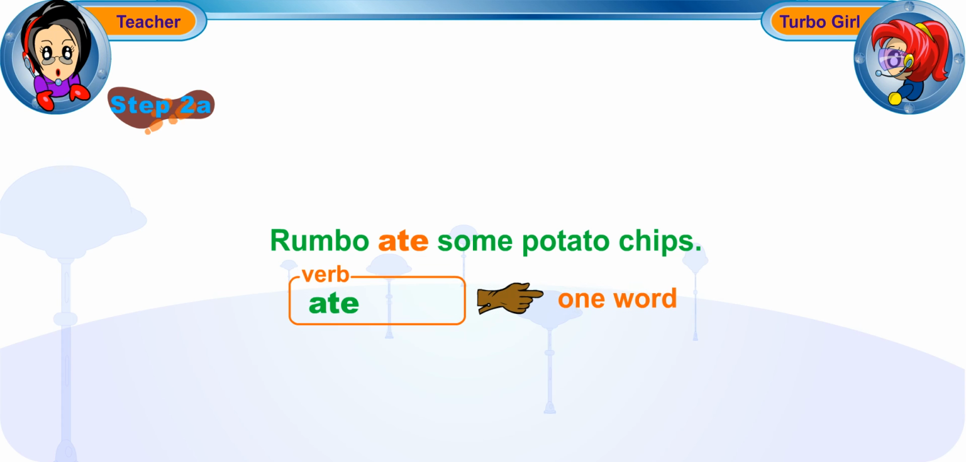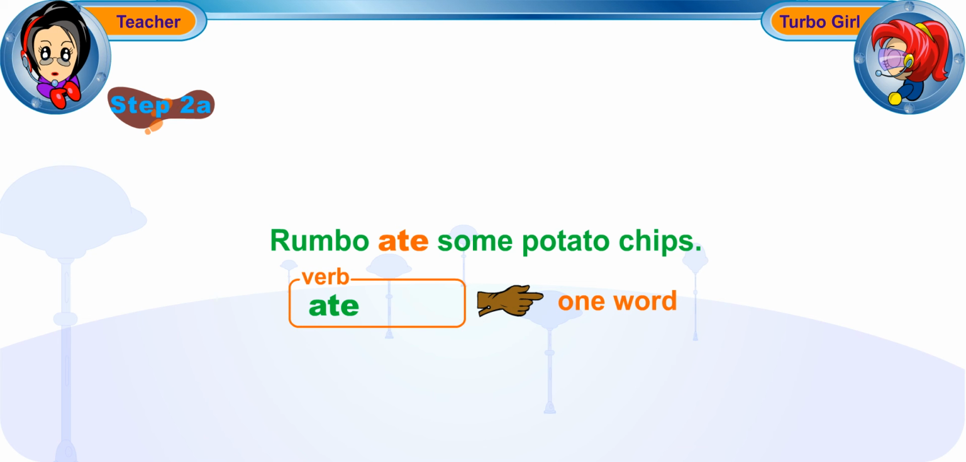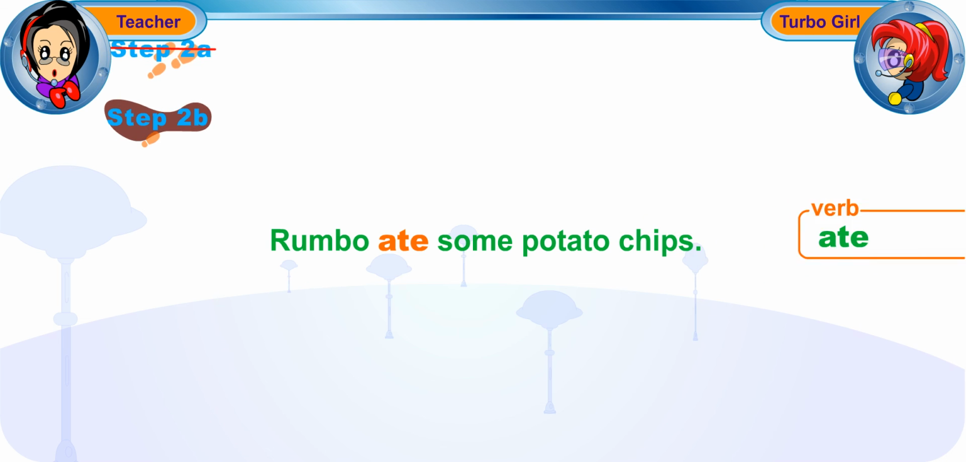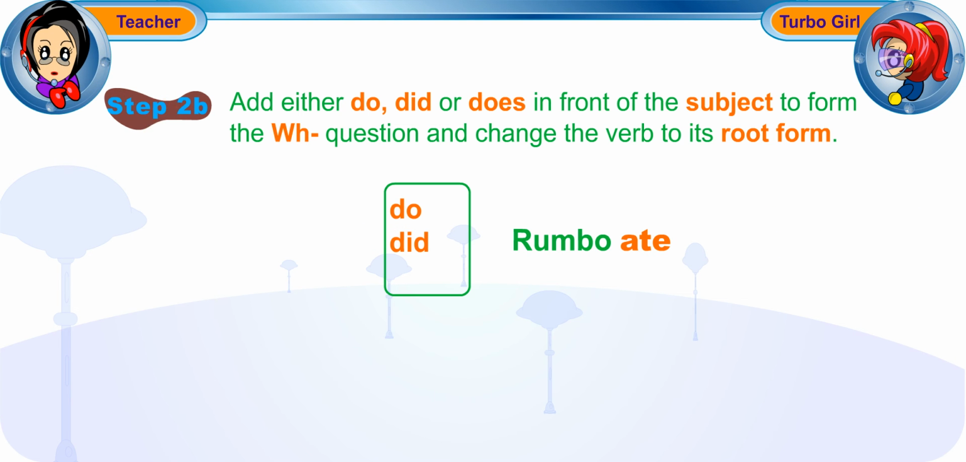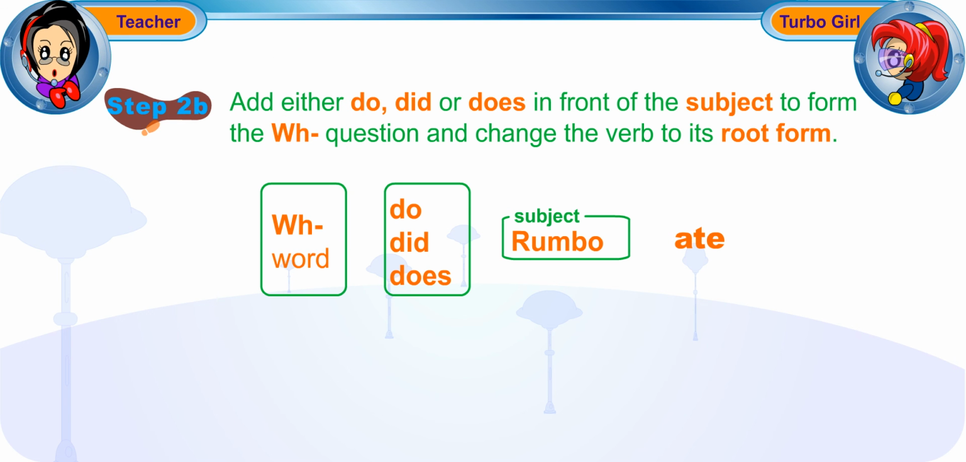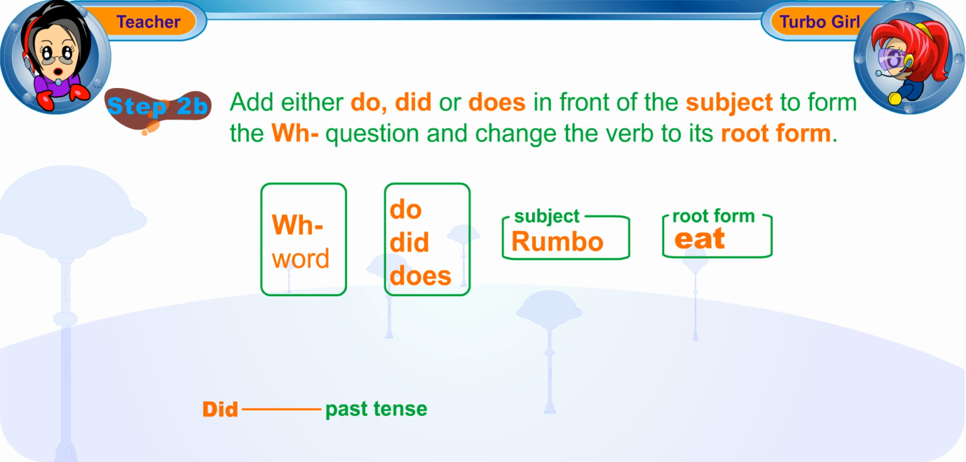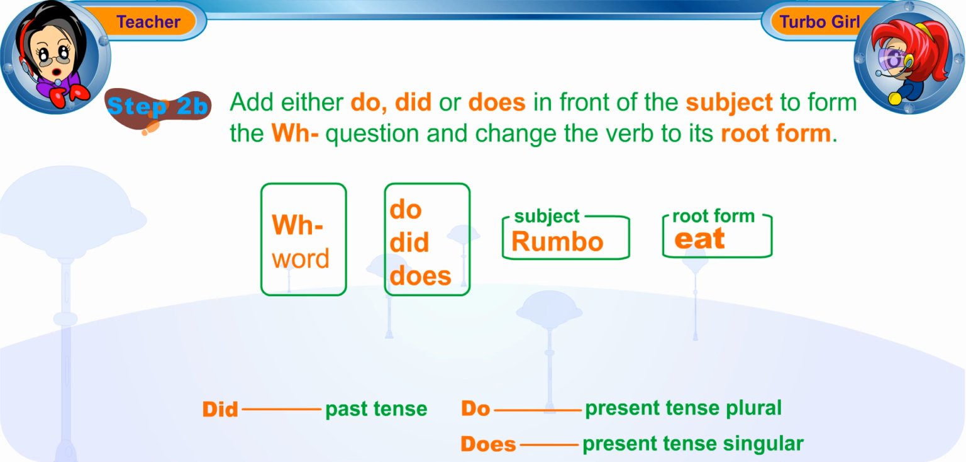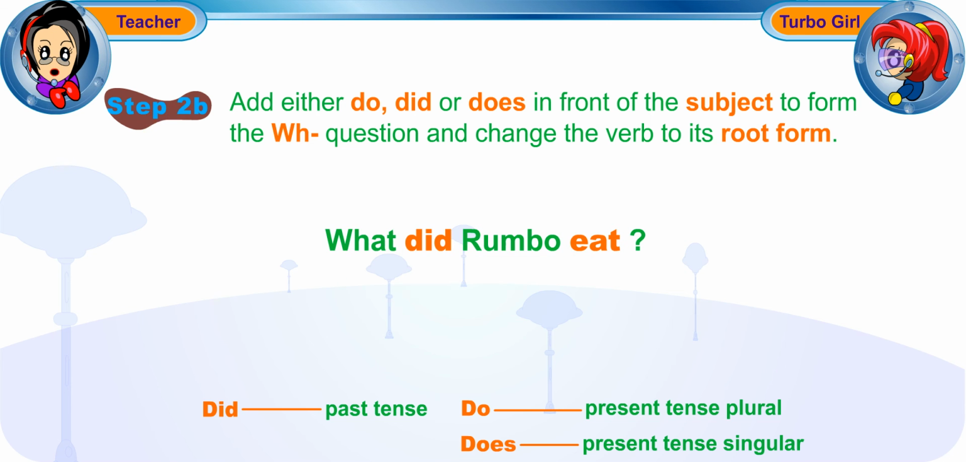If the sentence only has one word as the verb, then we cannot use step 2a. We must use step 2b. Step 2b. Add either do, did, or does in front of the subject to form the WH question and change the verb to its root form. Did is used for past tense. Do is used for present tense plural, and does is used for the present tense singular. So we have, what did Rambo eat?